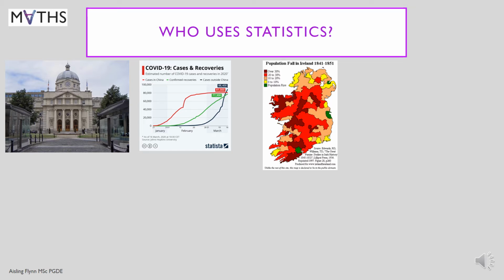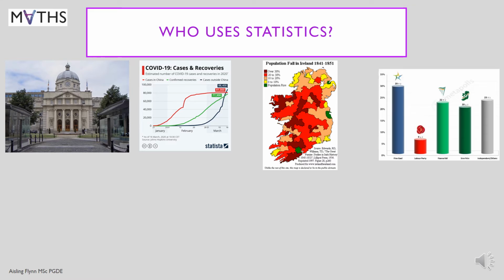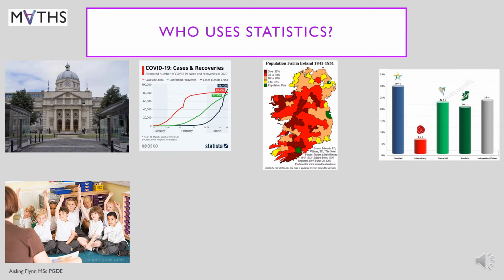Political scientists, historians, people who study populations use statistics. This picture here relates to the fall in populations at the time of the famine in Ireland. Politics again. Okay, here we have results of a political poll, so coming up to an election and after an election, when the votes are being counted, there are lots and lots of statistics.